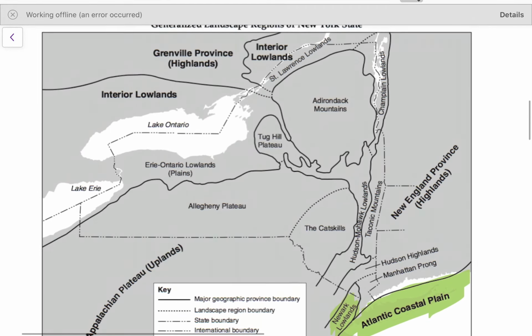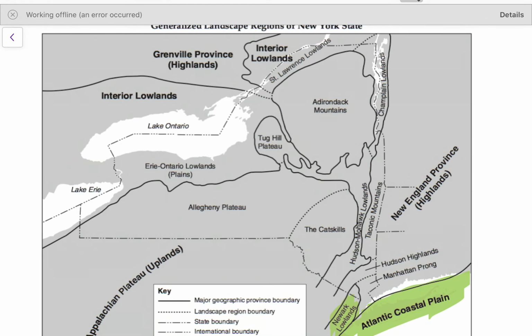In upstate New York, we have the Champlain lowlands, which follow along Lake Champlain. That all connects to the Hudson Mohawk lowlands. In this area here, this kind of extends out a little bit to the middle of the state.